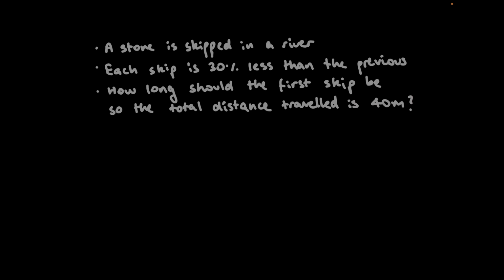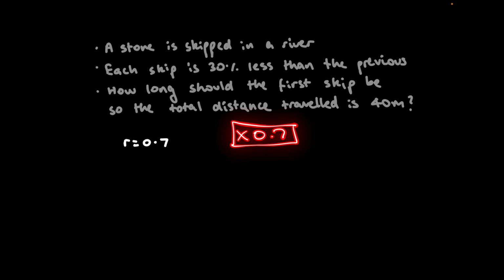So what we can identify here is the distance decreases by the same ratio each skip, so by 30%. So we can say the value of r is 0.7. And the reason we're saying it's 0.7 is because 30% less actually means 0.7 times. Okay, so 0.7 times is the same as 30% less. So that's why the ratio is 0.7. So how long should the first skip be?